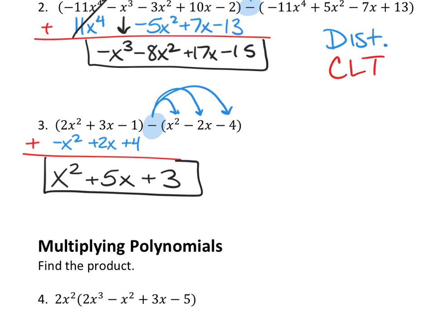How do we feel? Even if we didn't get that right, does the process make sense? We distribute, we combine like terms. Cool. Adding, subtracting, check, done. We've already done 2 of the 3 things we're doing today. And now we're going to multiply them.